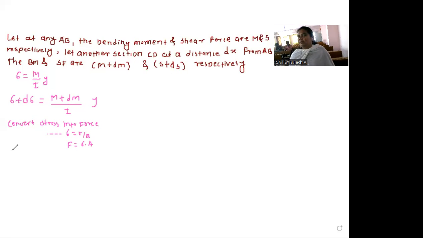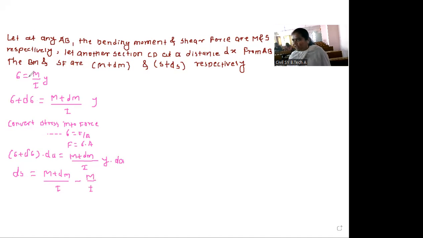Okay, so sigma plus del sigma into del A is equal to M plus dM divided by I into y as it is, and here we will multiply by del A. Why have we multiplied by del A? Because we want this force. Force is nothing but stress into area. After that, we will take integration. So this is for a small portion; we will take integration. So dS is equal to M plus dM divided by I, as it is, minus M by I.